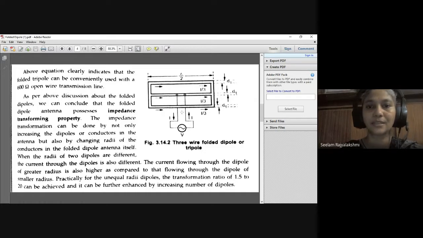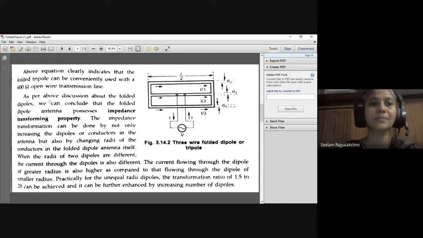So the above equation clearly indicates that the folded tripole can be conveniently used with a 600 ohm open wire transmission line. Here this is the three wire folded dipole, or tripole. Here three wires, 1, 2, 3. The distance is lambda by 2. The current is I by 3 in each, I by 3, I by 3. Here this is the voltage, here this is I, and here it is D1, D1, D1. So this is a three wire folded dipole, or we can say it is a tripole.